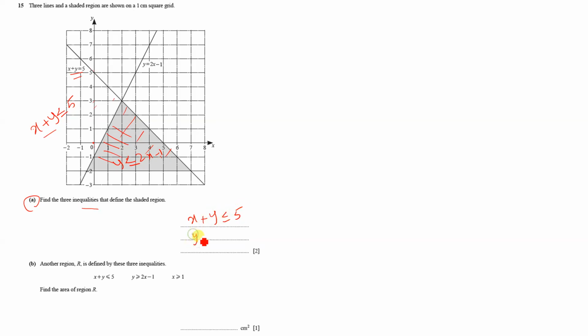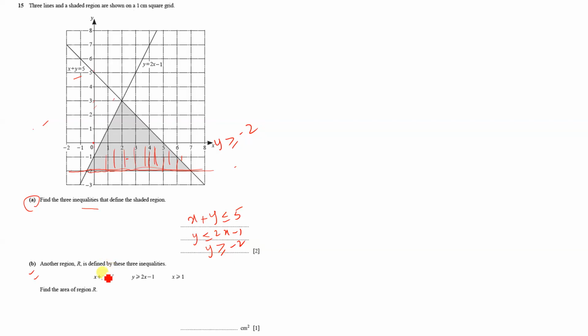Second inequality is y is less than or equal to 2x minus 1. And the third inequality is this region bounded by this line, this line, and the region above the line is included in this part. So the equation of this line is y is equal to -2, and the region shows y is greater than -2. So this becomes y is greater than or equal to -2.